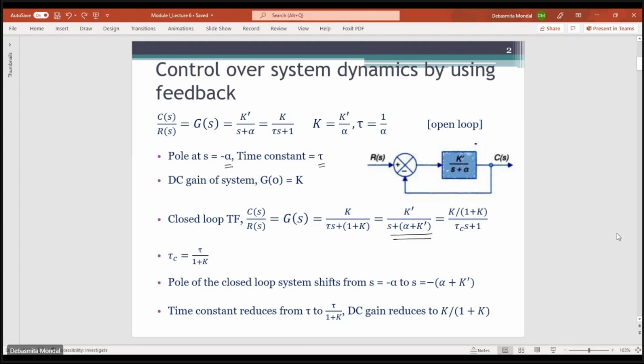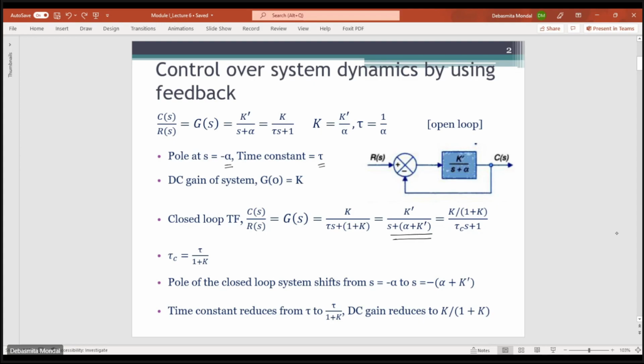Then we started to discuss how the system dynamics can be controlled by using feedback. In the last class, let us say you have a system whose forward path transfer function is given by k dash by s plus alpha. In case you are dealing with an open loop system, that means this feedback path is not there, then you can write that the transfer function G(s) will be equal to some k by, let's say, tau s plus 1.